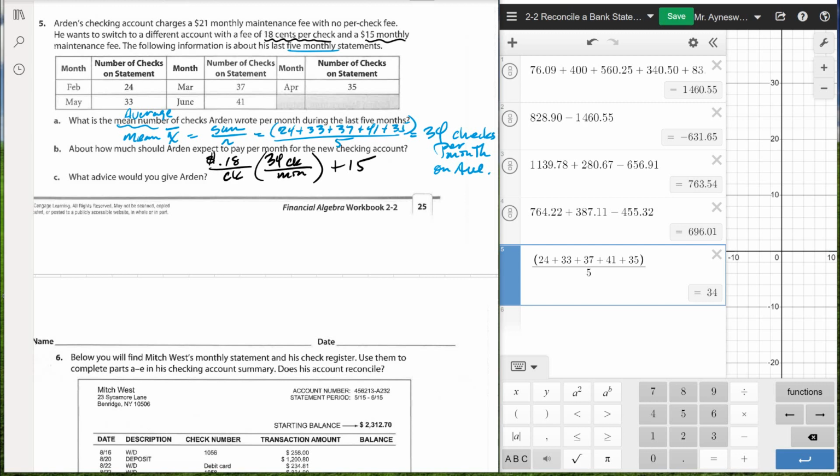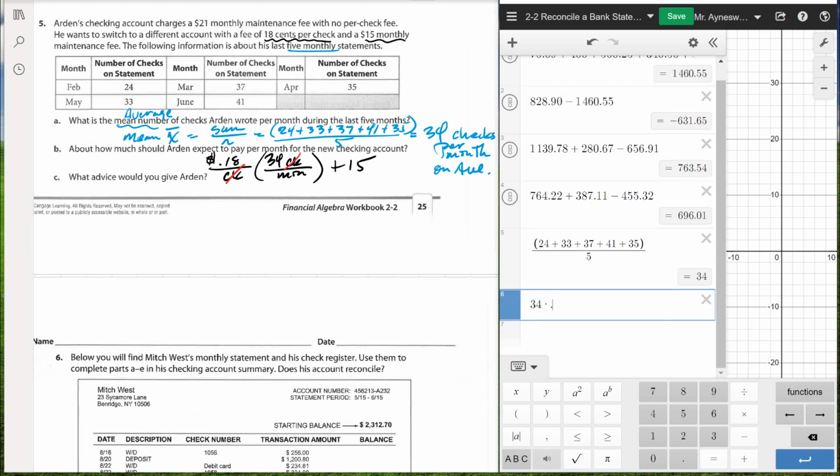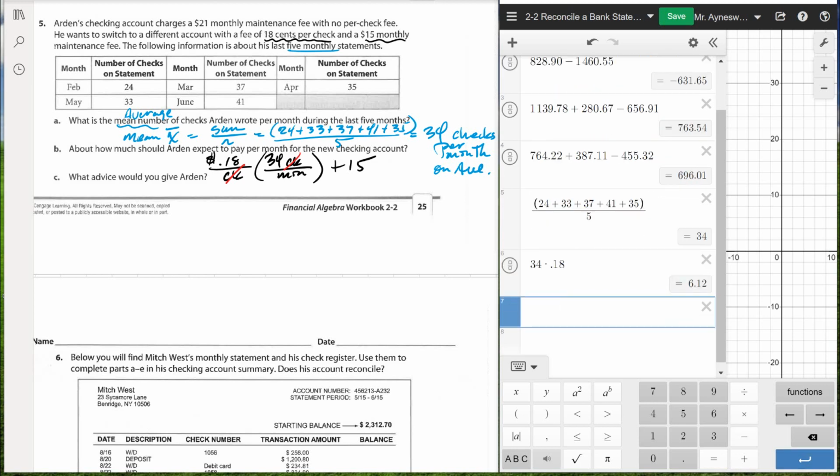Let's figure this out. Checks divided by checks cancels out. I have to multiply 34 checks times 18 cents. So 34 times 18 cents, and notice I get $6.12. So this is equal to $6.12 plus 15. That's my dog in the background. If you add 15 and 6.12, that's $21.12 per month. So the new account would be $21.12 per month. So what advice would we give Arden?